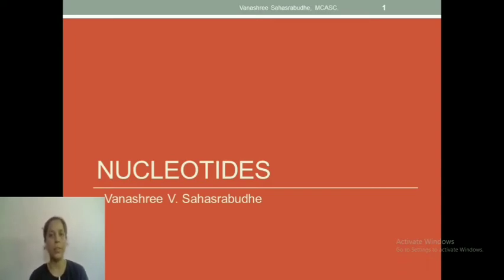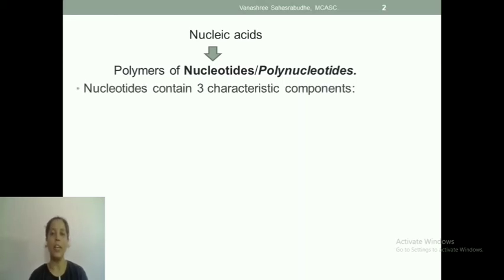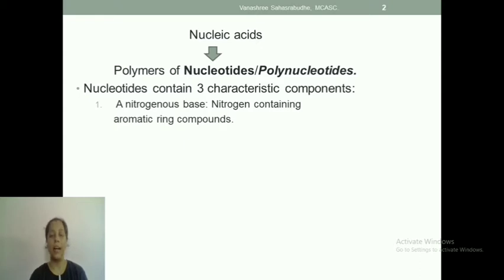Today I am going to discuss the chemistry of nucleotides. You know the term nucleic acids, and what are they? The polymers of nucleotides. So nucleotides are an important component of nucleic acids. Let's see, there are three components of nucleotides. Which are they? A nitrogenous base, which is a nitrogen-containing aromatic ring compound, a pentose sugar, a 5-carbon sugar, and a phosphate.